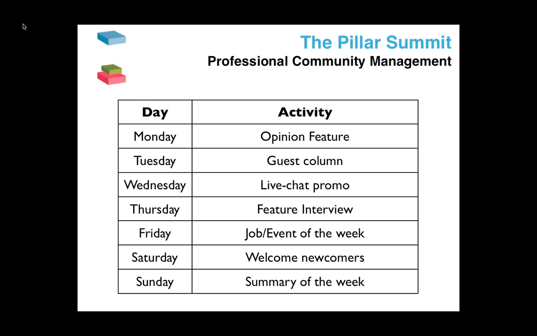But most people, from our experience, spend about 70 to 80% of their time reacting to what happens in their online community instead of proactively driving activity in their community. So by having a plan, you proactively know what to expect at each particular time. So a content calendar, for example, might look like this. It might have every Monday you do an opinion feature on a particular issue. Tuesday is a guest column. Wednesday is a promotion for a live chat that's taking place. Thursday is a feature interview. So you can see that you can plan out activity that happens in your online community, and you can make it the type of activity that's going to get a lot of people participating.